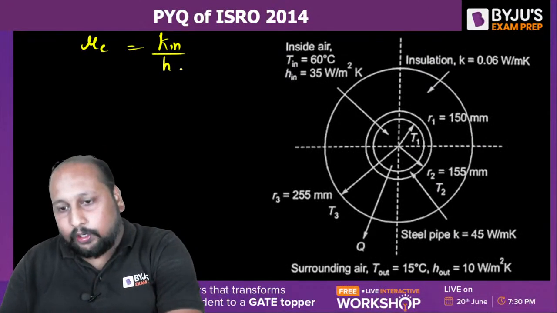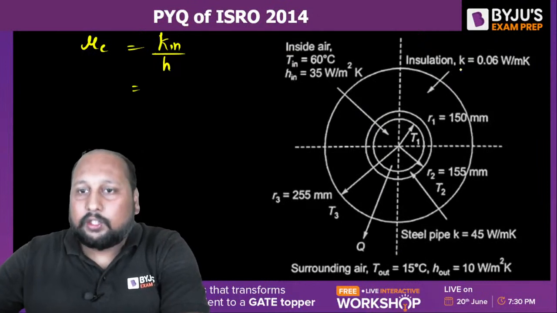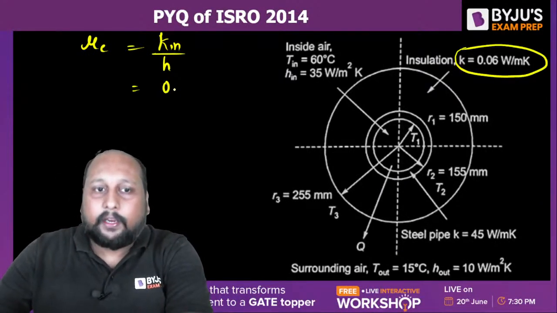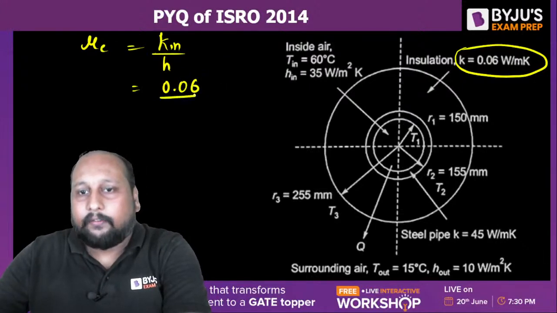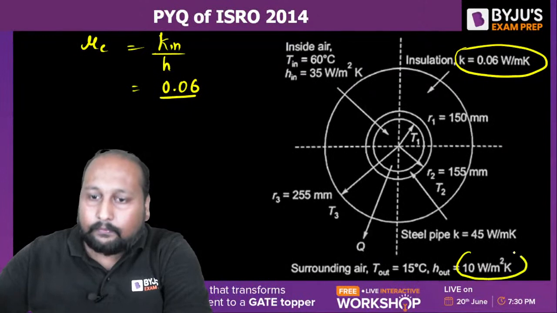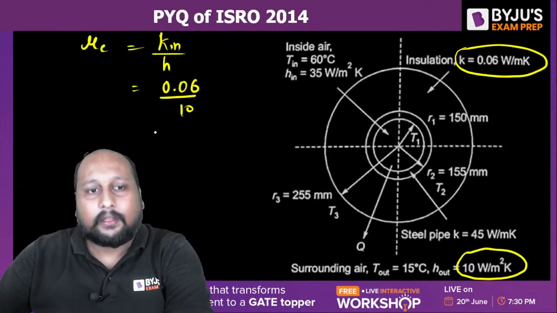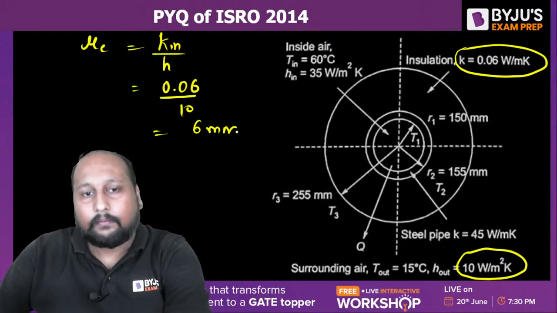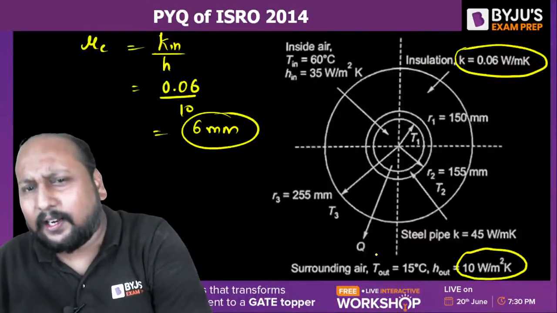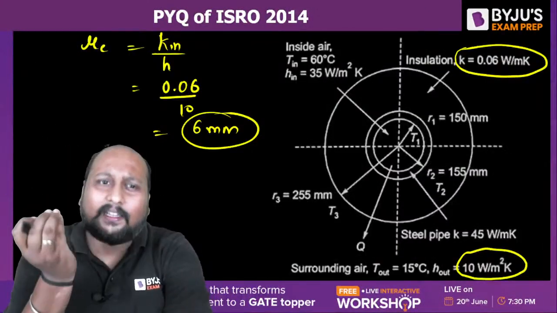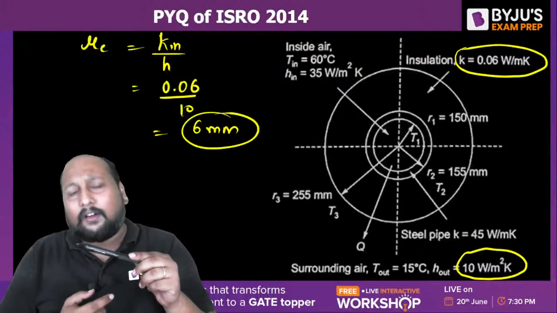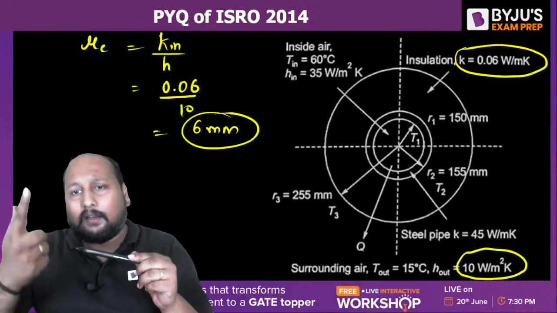k of insulation by h. Now, what is the insulation? Insulation is this one. So that is 0.06 divided by the outer one, which is 10. So that is equal to 6 mm. Is there any such answer? Option D. How did 14 come? For the insulator, we never take the pipe's thermal conductivity. We always take the insulator.